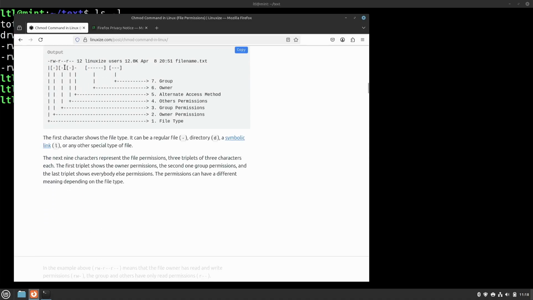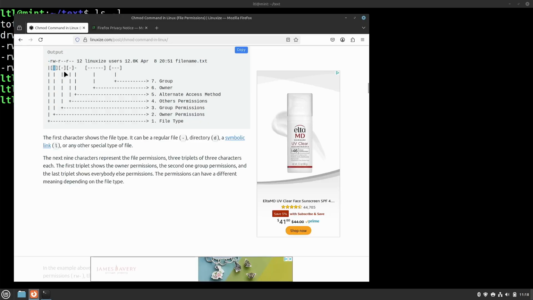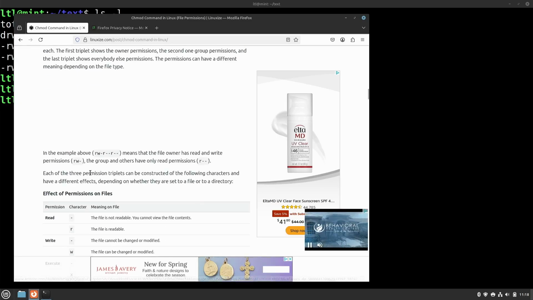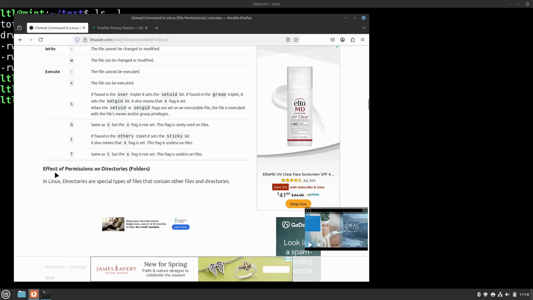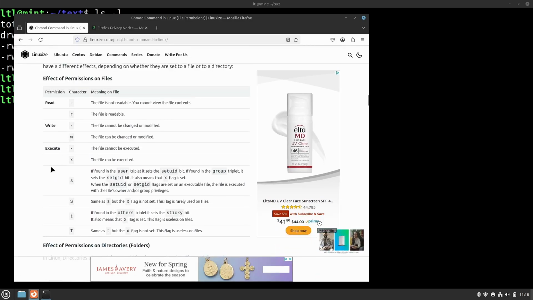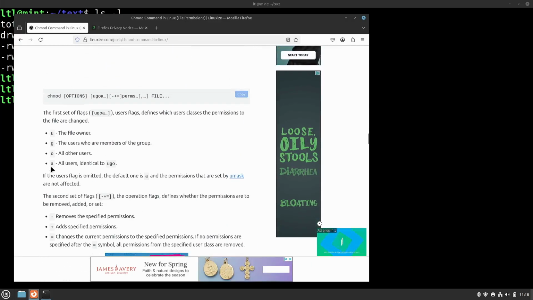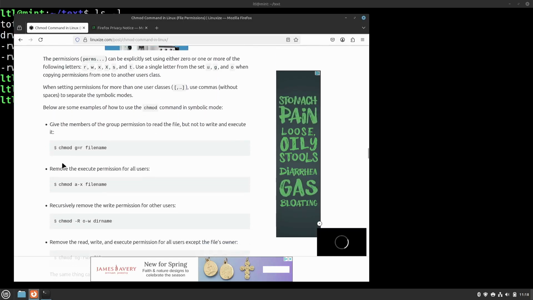Right, so it's basically doing the same thing here. This first one's the file type, and there's talk about owner permissions, group permissions, and other permissions. There's a lot of other things on here it might talk about, but we're going to pause that. So we got read, write, and execute. Is it going to talk about the number values that go along with it? Of course it's not.